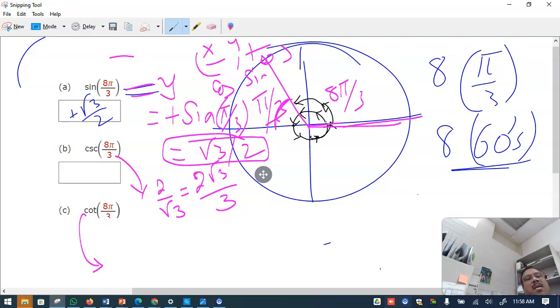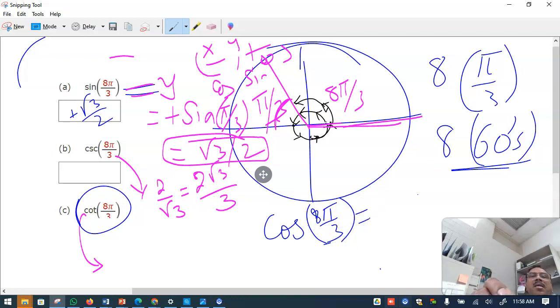Okay. Now, what is cosine? So in order to find this cotangent, we need to know what is cosine of 8 pi by 3. And cosine of 8 pi by 3 is minus. Look at this. By definition, it is x, right? X coordinate. But how do we find it? It's in the second quadrant, so it is minus cosine of the reference angle. So which is minus cosine 60, and cosine 60 is half.